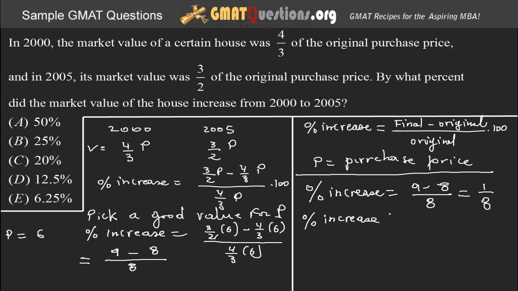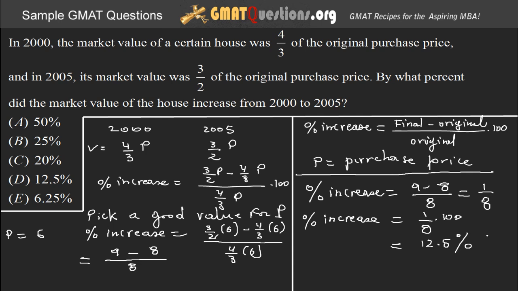Okay, but actually what we should be doing is this times 100, really. And again, as I say, 1/8 is 0.125 times 100. So just understand that this is going to give you 12.5%. Okay?